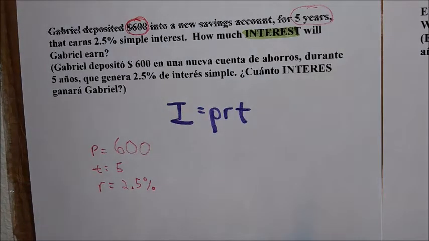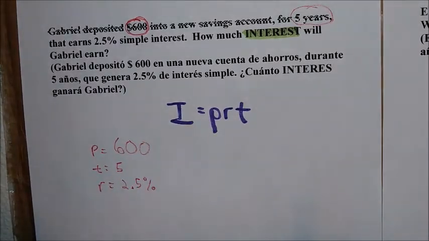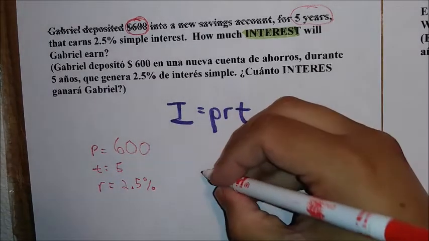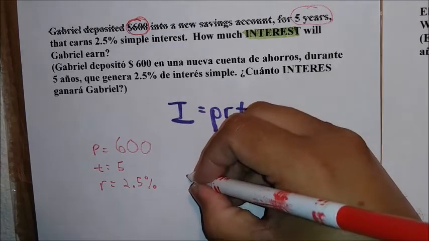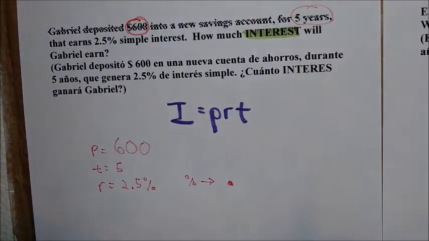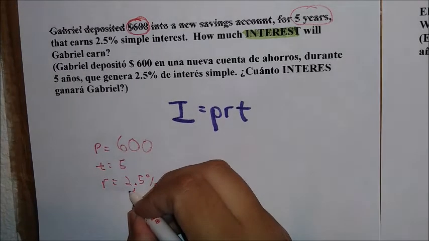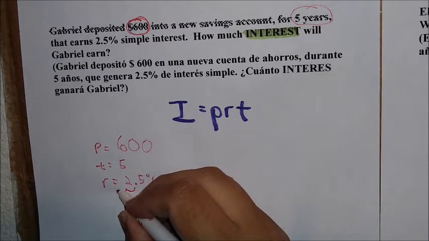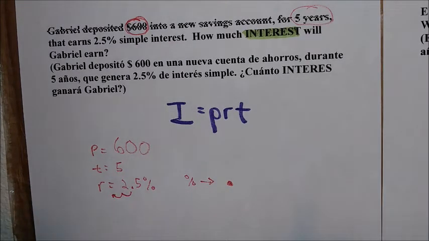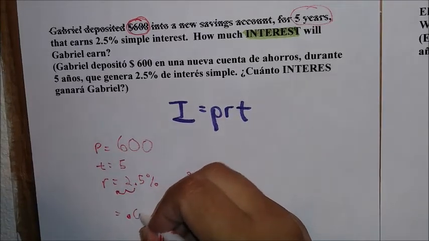But as we've said before, we can't multiply by a percent. We need to convert this to a decimal first. So from going from a percent to a decimal, what you do is you find your decimal point and you make it hop 2 spaces to the left. So the rate is going to be 0.025.